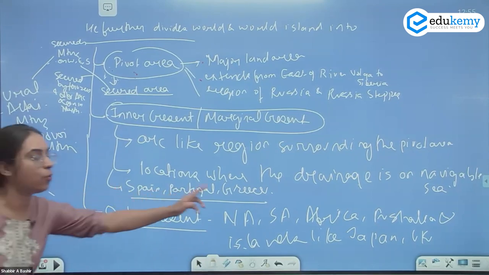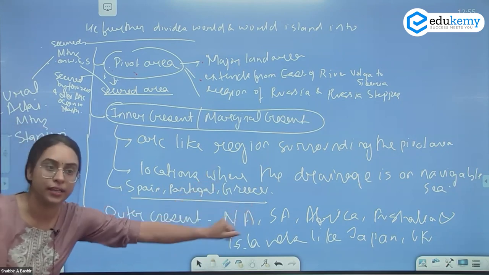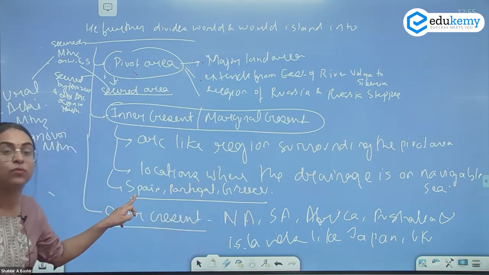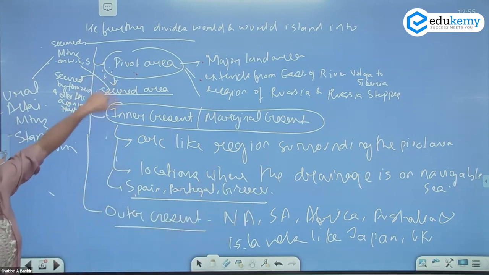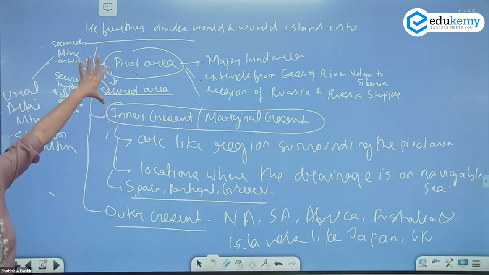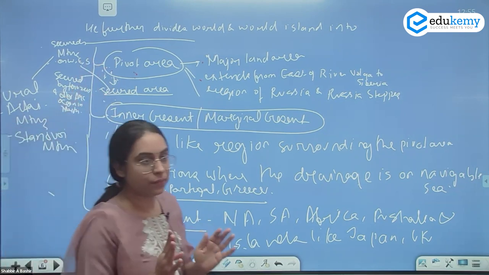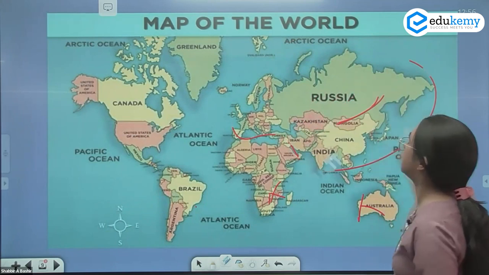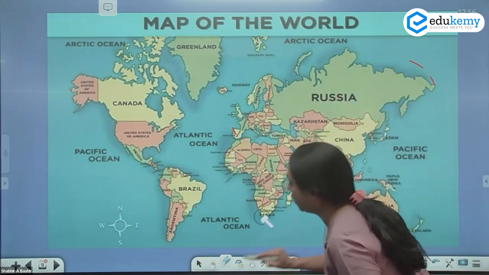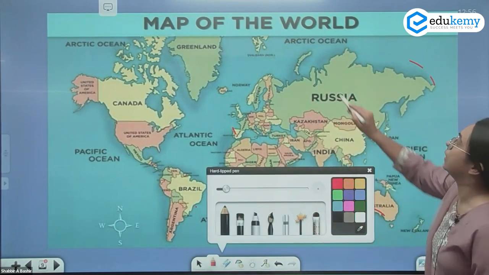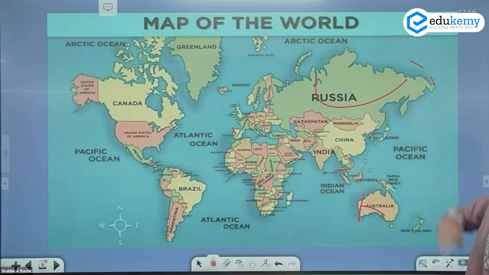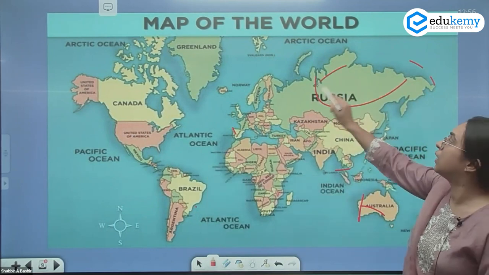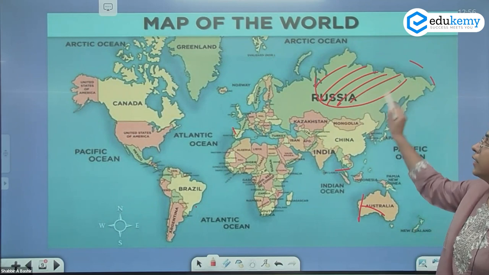Are they part of Europe? Yes. Are they part of Eurasia? Yes. Are they land-based? No. Are these two part of the world island? Yes. What is the world island? Eurasia. This is the world map. Now, where is the pivot area? Let's say this is the pivot area.